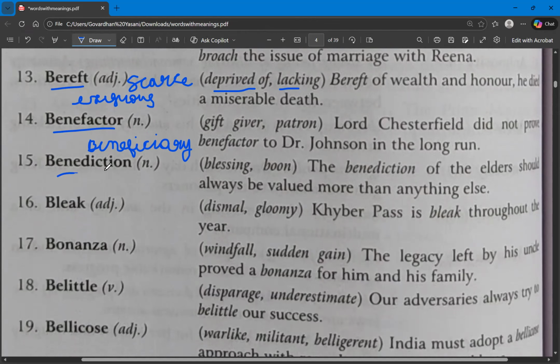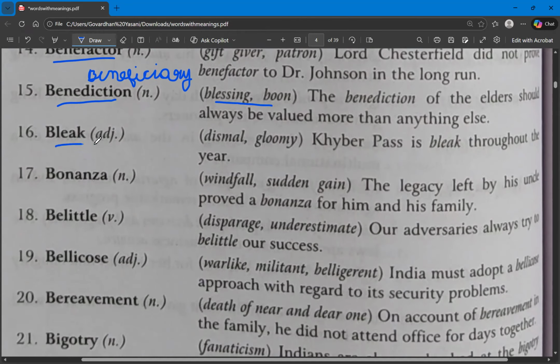Next, benediction. Benediction is also covered. That means blessing or boon. The next one is bleak. Bleak means someone who is very gloomy. It's like in a low state, low spirits. So bleak means dismal and gloomy. Bleak, dismal, gloomy.